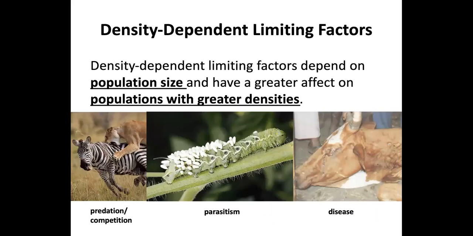So density dependent limiting factors depend on the population size. So they depend on the size. And they have a greater effect on populations with greater densities. So obviously, the more there is, the greater effect it's going to have. So some examples of density dependent limiting factors are predation and competition, parasitism, and disease. So these all depend on the population size. So obviously, the more there is, like if a plague were to come, right? If there's more people, it's obviously going to affect more people.